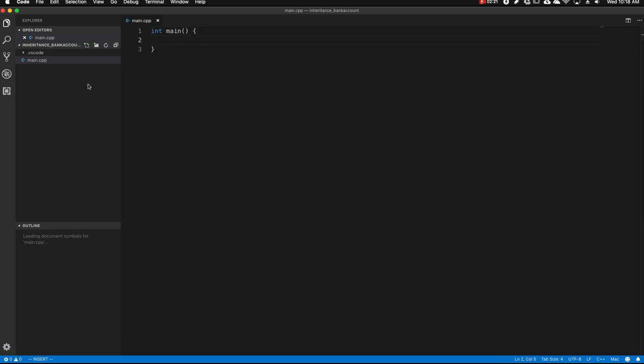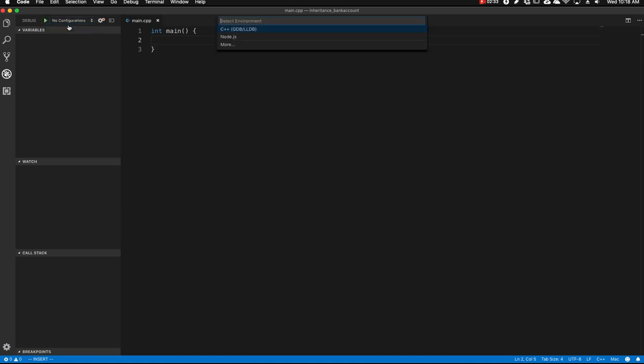Before I proceed to design the classes, I want you to configure the debugger so that you can use the trace modes to trace the logic of the program. So once you configure this, you can continue with the next videos.